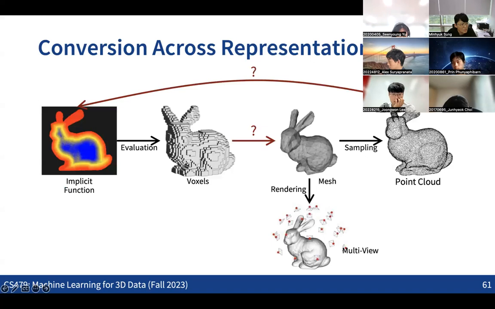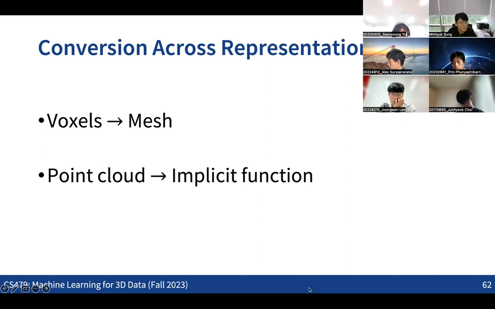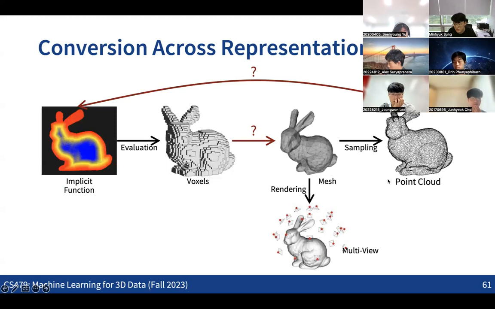These two things are what we are going to discuss next time. Next time we are going to discuss the two ideas, converting the voxels to the meshes and the point cloud to the implicit function, so that we can do any kind of conversion from one representation to the other. And then we're going to start to discuss the basic idea of processing this 3D data as the input in the neural network. So that's it for today.